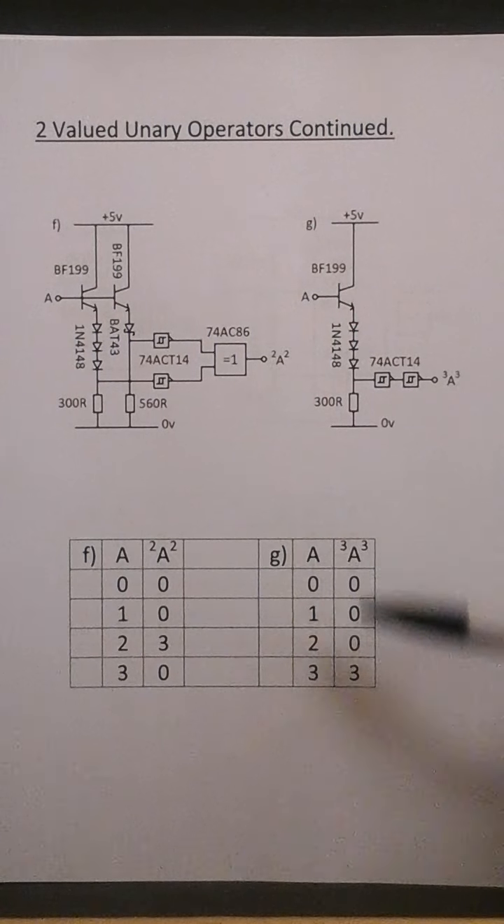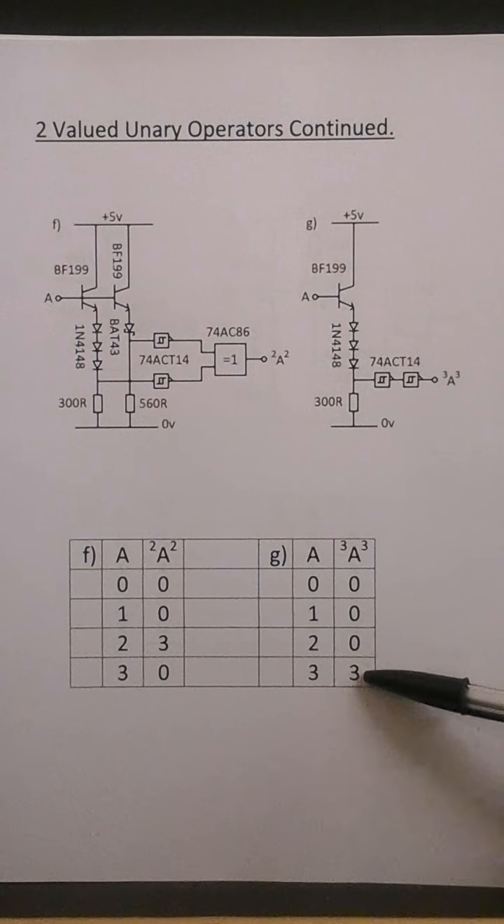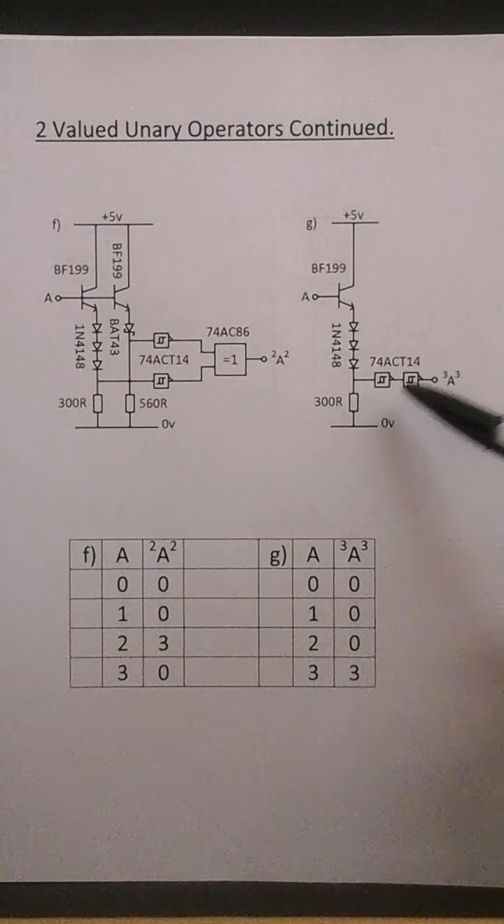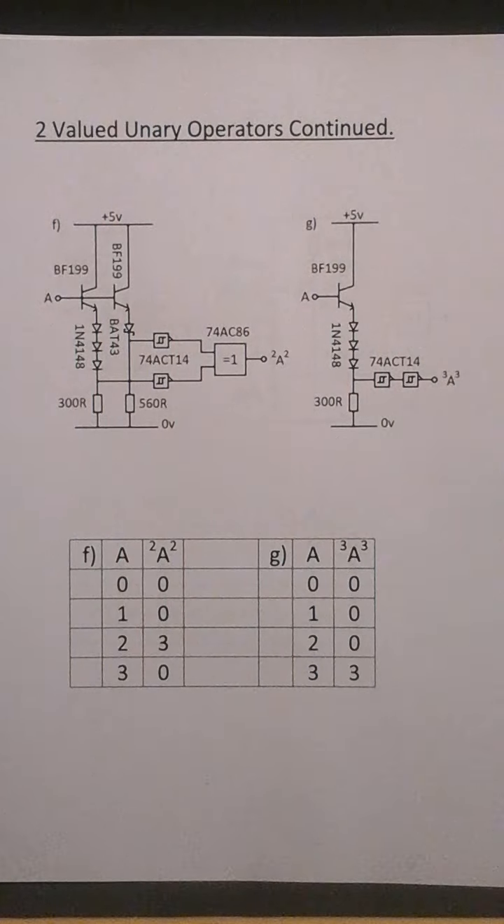A33 is a 3 when A is a 3 and a 0 otherwise. So that's just basically input A3 there and output there, input there. Nice.